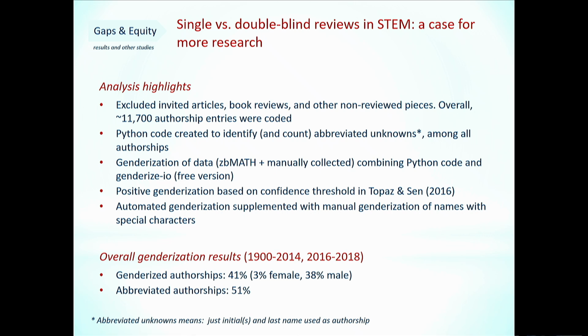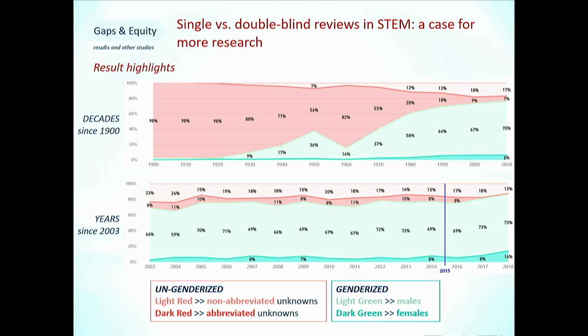So the overall genderization results, which are not about the double-blind, single-blind yet: we genderized 41% of these almost 12,000 authorships, and the abbreviated authorships were 51%. So that's pretty high. The difference was the names that were spelled out as first names but could not be assigned gender. Out of those 41%, throughout the history of the journal, 3% were female and 38% were male.